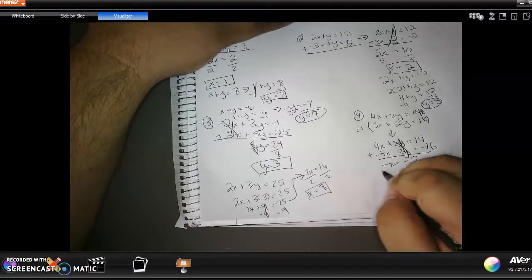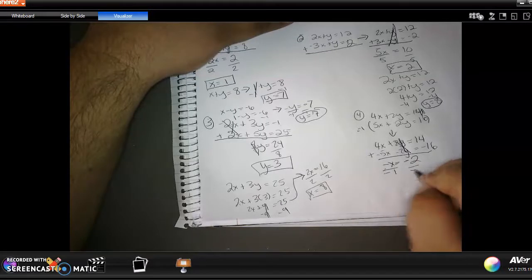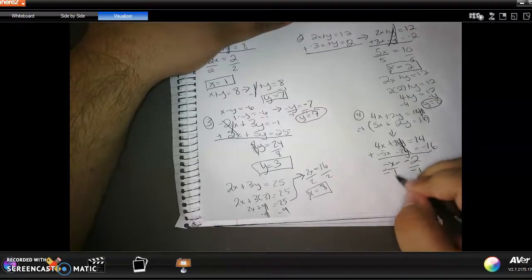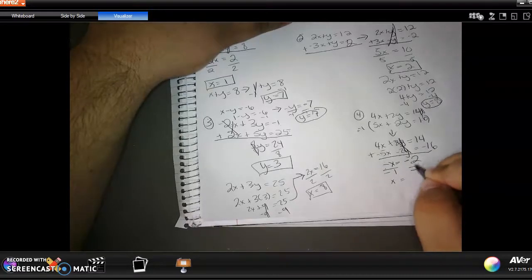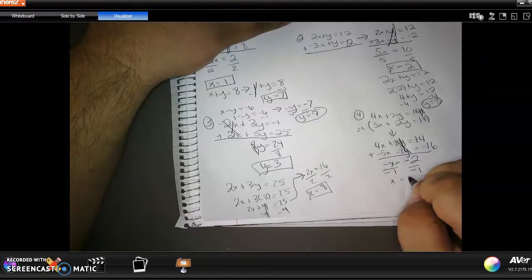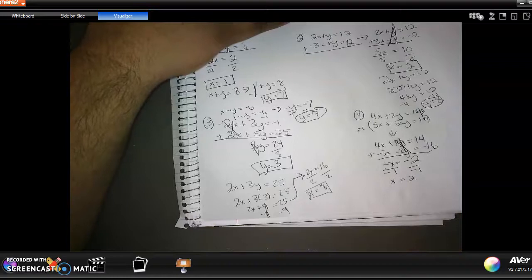I don't want a negative x. So divide by negative 1 on both sides. Negative divided by negative is a positive, so that's x. Negative divided by negative is a positive. 2 divided by 1 is, of course, 2. So it's positive 2. Now we're going to take 4x.